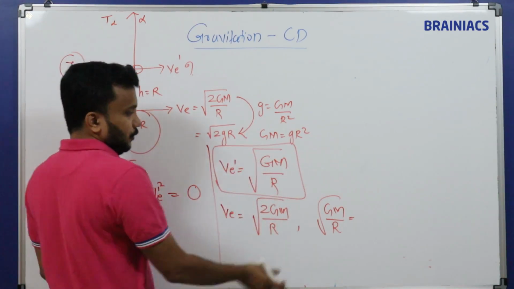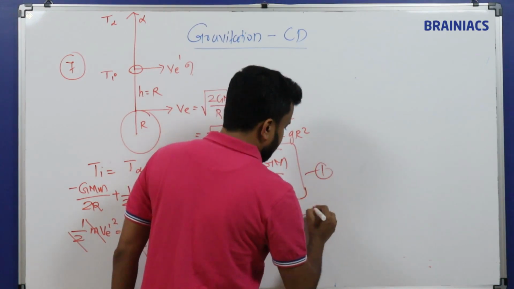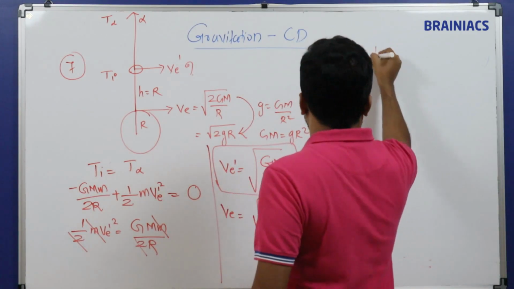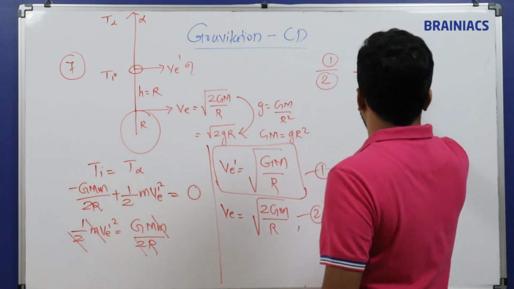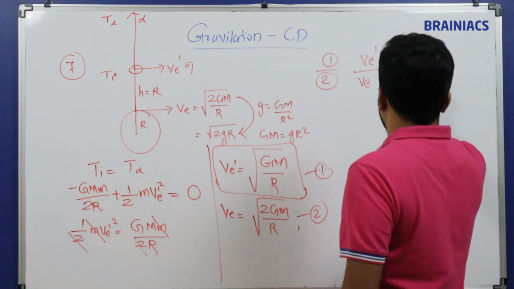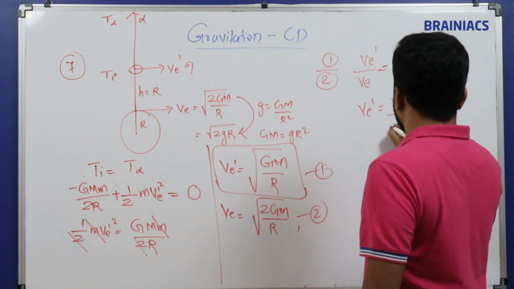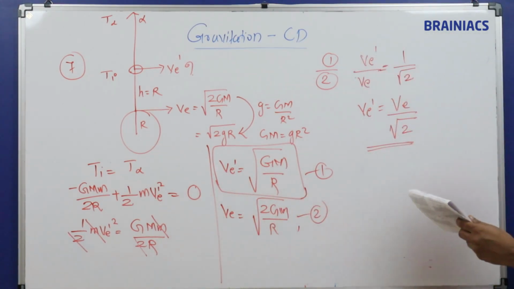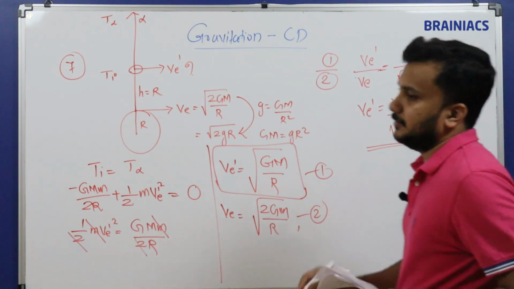You have to compare this one, or in a simple way, you have this equation and these equations. We'll do equation number 1 divided by equation number 2. So Ve dash divided by Ve is equal to root of GM by R will cancel, so 1 by root 2. So Ve dash equals Ve by root 2. This is the answer for this question. Ve by root 2, option B is the right answer to this one.